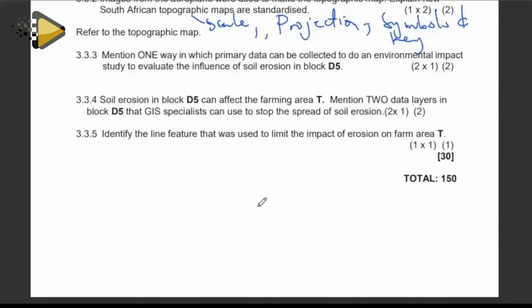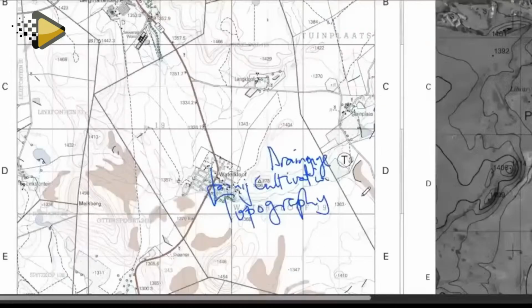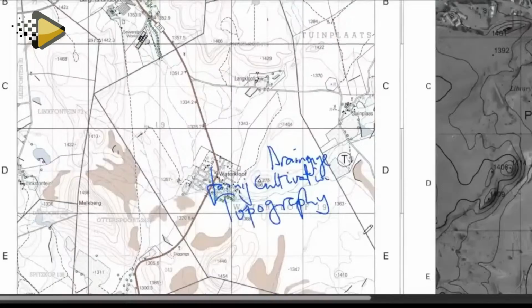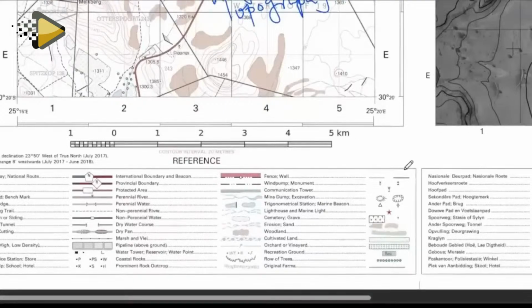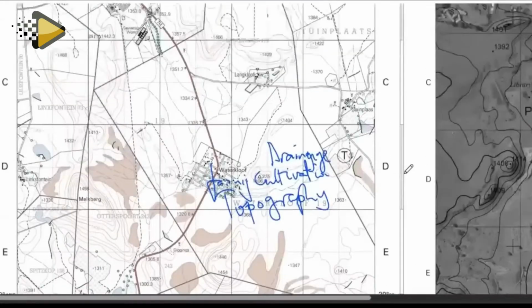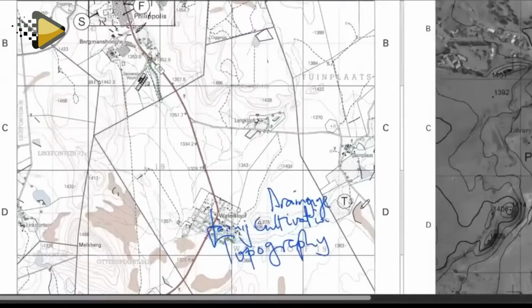Right, then it says identify a line feature that was used to limit the impact of soil erosion on farm area T. A line feature that was used to limit soil erosion, farming area T. Right, if we check, we have this line feature and this black line here. What are those lines for? We check on our map. Right, if we check here, we can see that this black line is representing a wall. So apparently they have put a wall to stop erosion here. If you can check this black line, it's a wall which has been put such that erosion cannot continue and affect this farming area.